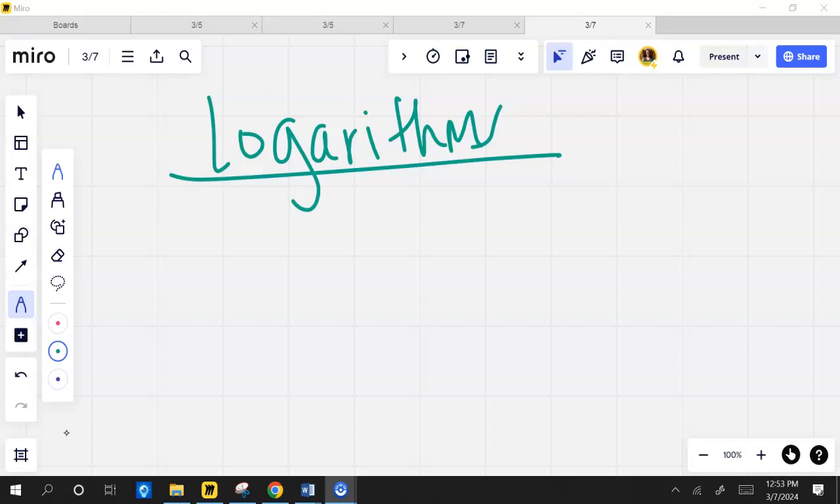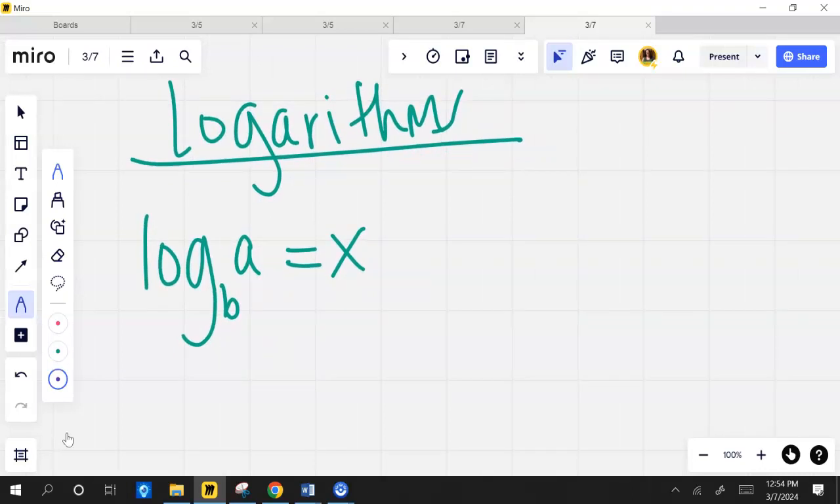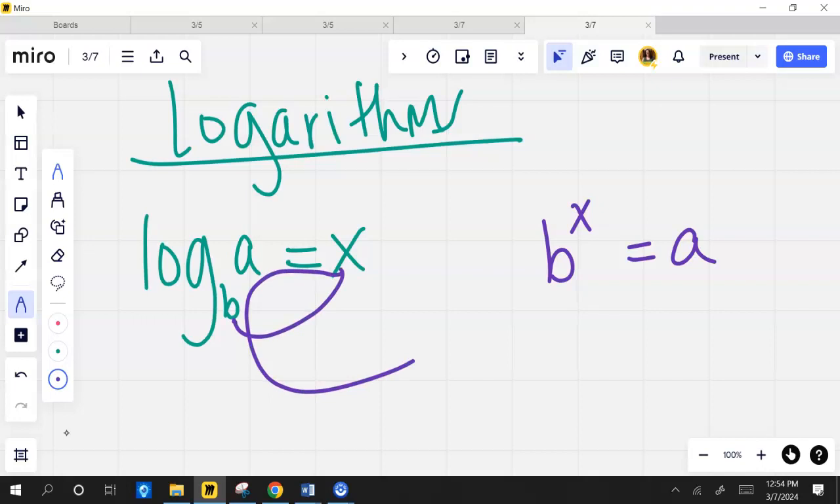Logs are exponents. That's what I want you to know. They always convert over to exponentials. So here's what it looks like. If I have log base b of a equaling some random x, I can convert this over to what we call exponential form: b to the x equals a. That's exactly right. How is it coming back to you now? This is called exponential form. This is called logarithmic form.